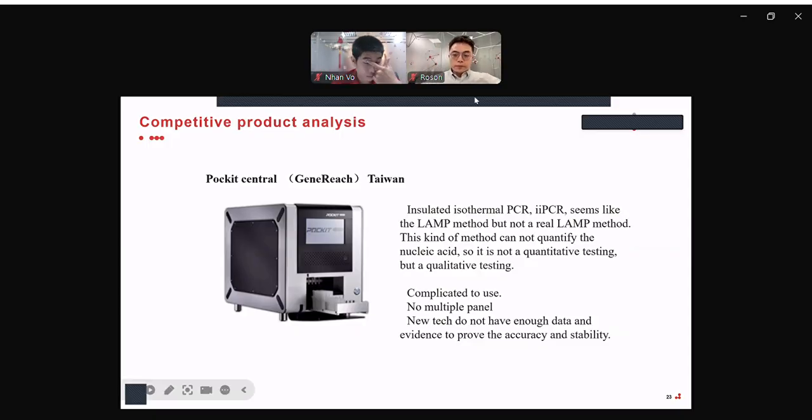And as for this kind of technology, because it is new technology, it does not have enough data and evidence to prove its accuracy and stability.